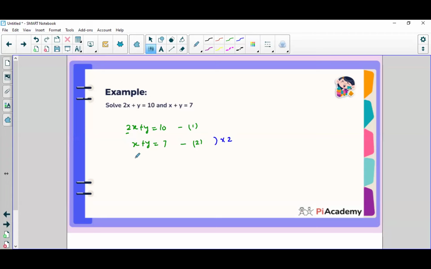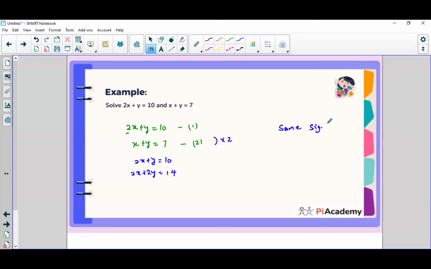Okay, so we will write the first equation as it is: 2x plus y equals 10. And now we are multiplying equation number 2 by 2, which will make it 2x plus 2y equals 7 times 2, which is 14. Okay, now the second step is here. We have to eliminate the variable x. Now you have to check whether we should add these equations or subtract these equations. As I can observe here, they both have the same sign. Just remember, if the variables have the same sign, either both positive or both negative, you will subtract.